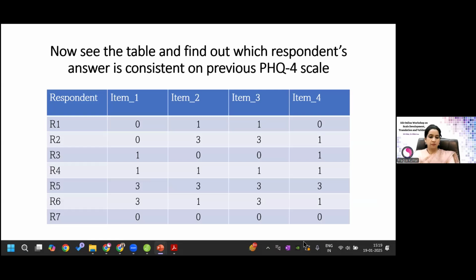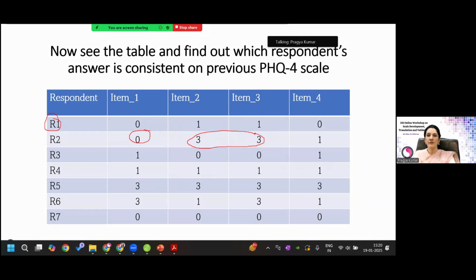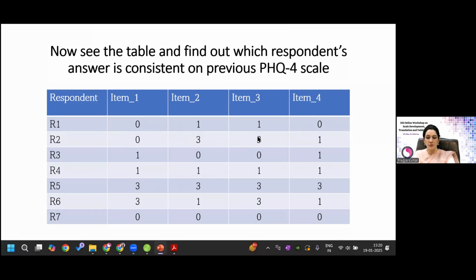So these are the 5 individuals. You can see the respondents R1, R2, R3 to R7, and these are the items. Can you say which response has measurement error just by seeing it? If you see patient number 2, he has said 0 on item 1, but very high on item 3. This is the same as what we saw in the beginning. This is a measurement error, because a person who says never to the first question cannot say 3 to the rest of the 2 questions.